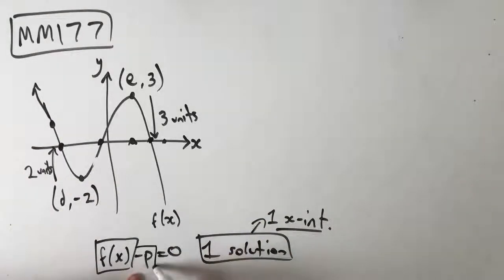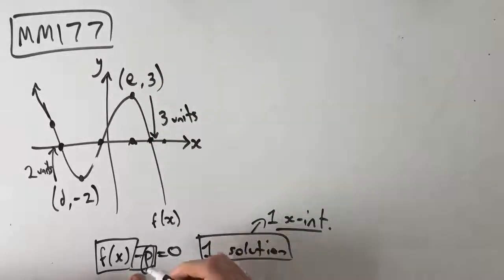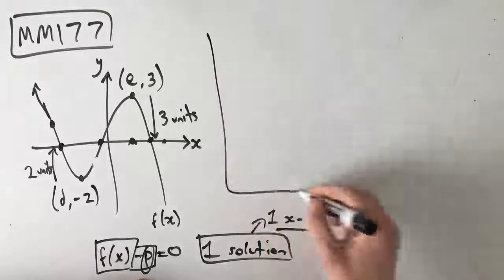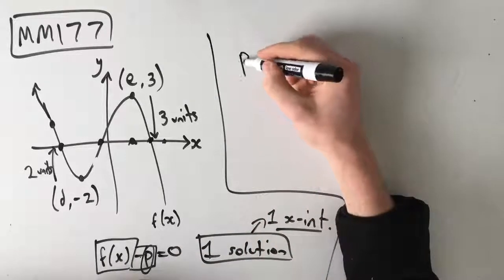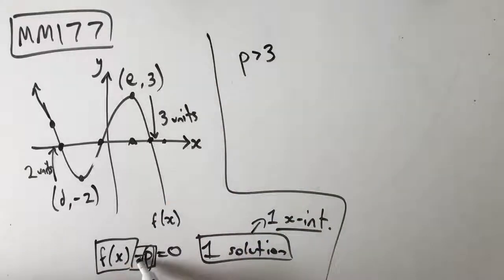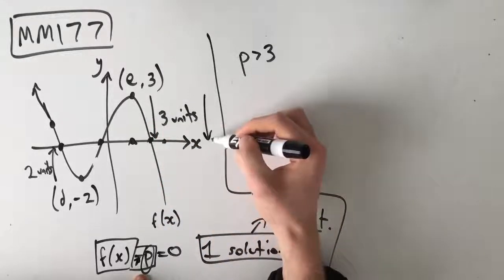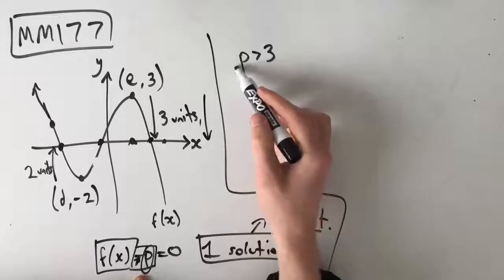Because we're taking away p, it's actually going to be moved the opposite way. So if p was equal to 3, that means we're actually moving it down by 3. So p needs to be the opposite of what we want to do, if that makes sense, because we're subtracting it. That means that if p is greater than 3, it's being moved down, because this is a negative, by more than 3 units, which is exactly what we want. We want it to be moved down by more than 3, so p has to be greater than 3.